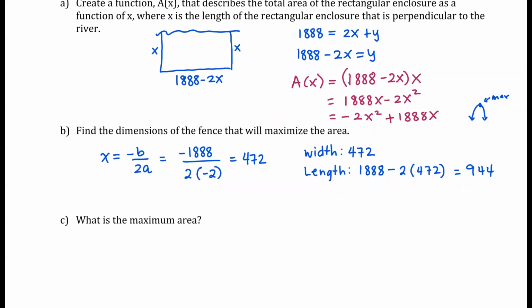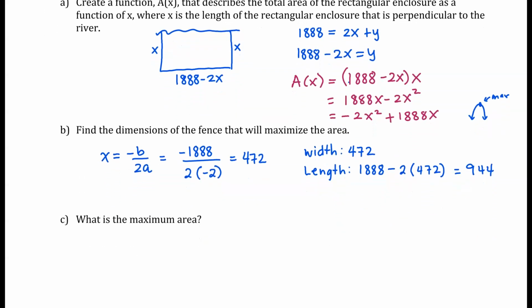Now, to find the maximum area, these are already your dimensions. So the area, we know that that is just length times width. So that means you just multiply 944 times 472. Now you get 445,568. So that means 445,568 is the area, in square feet.